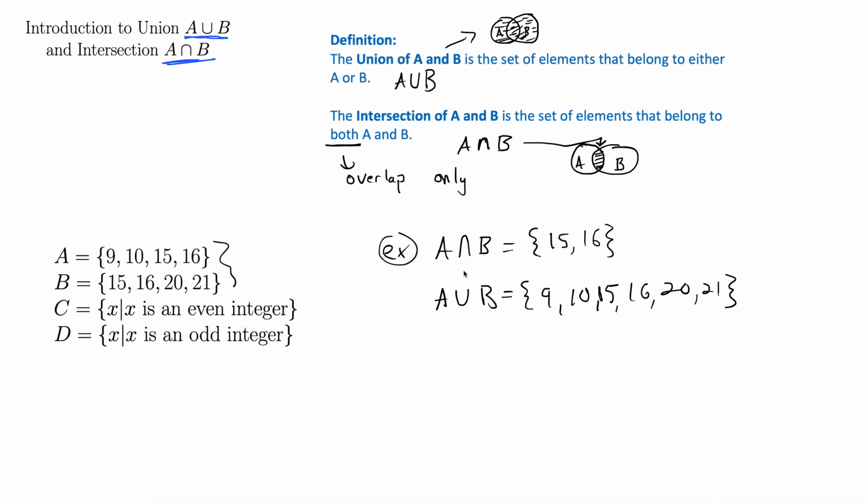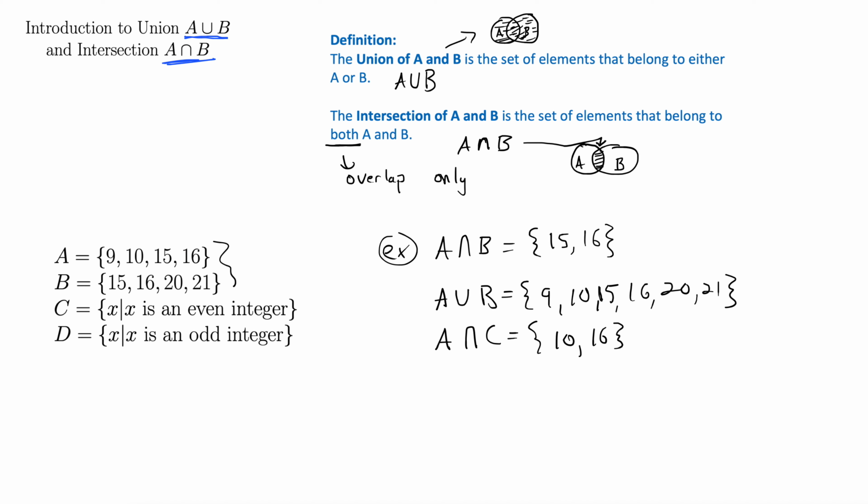How about this one? A intersect C. Maybe pause the video and try that one on your own. What is A intersect C? C is only the even integers. A is 9, 10, 15, and 16. So we want the overlap of all the evens and then 9, 10, 15, and 16. I'm seeing only 10 and 16. Those are the only evens in A, so it's 10 and 16.